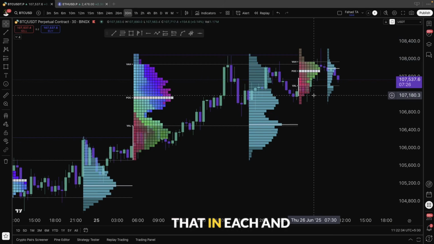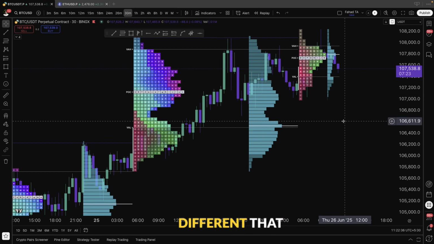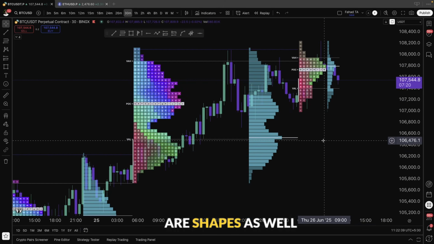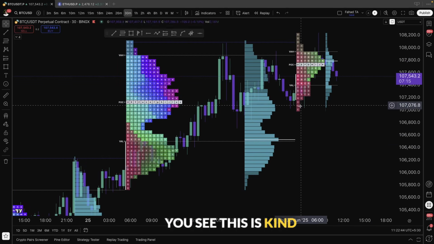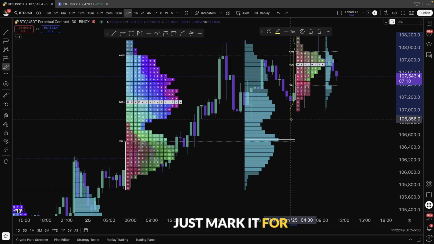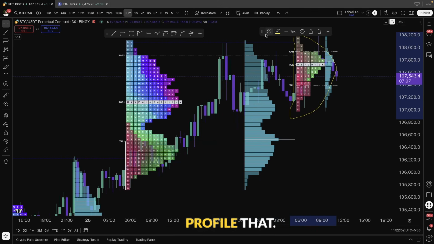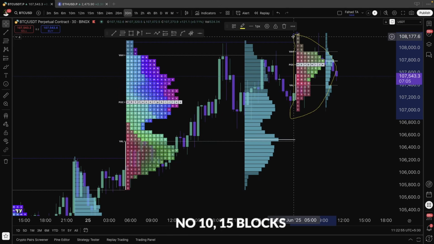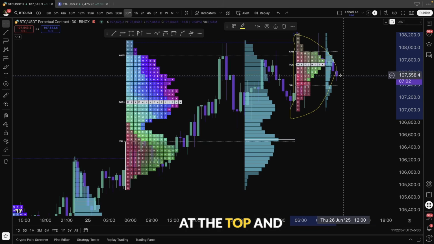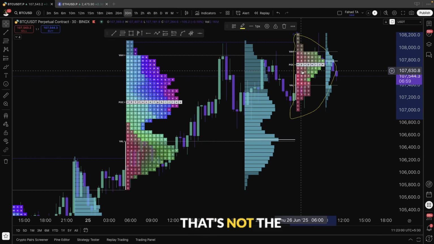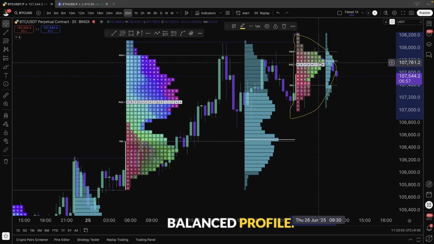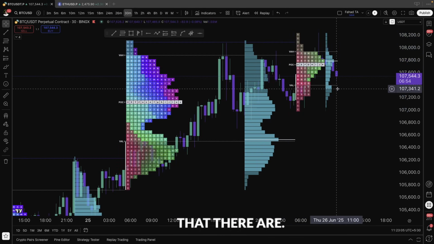So what do we see here? That in each and every single profile there is something different that you can notice. There are shapes for the profile as well. We are obviously going to be discussing that as well, but right here you see this is kind of a balanced profile. If I just mark it for you, you can see this is an actually balanced profile, that there are no volume spikes, like there are no 10-15 blocks at the top and just a few blocks in between. That's not the scenario here, and this looks like more of a balanced profile. So what does this mean? This means that there are balanced buyers, balanced sellers, nothing too aggressive going around right where we are. All right, so that is what you know now.